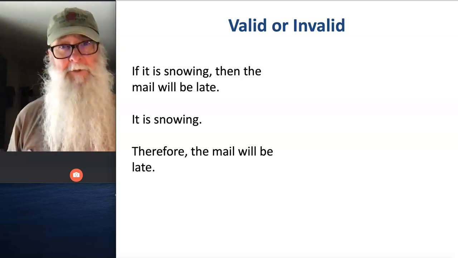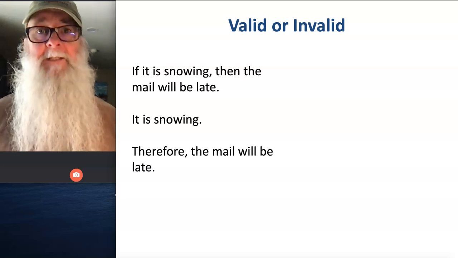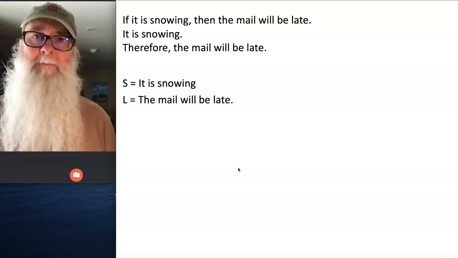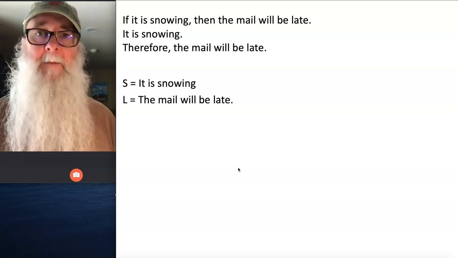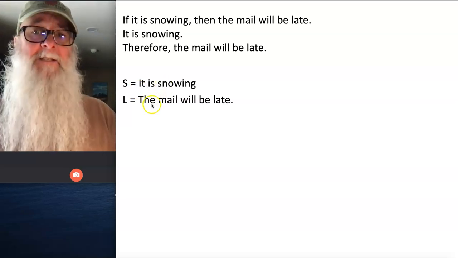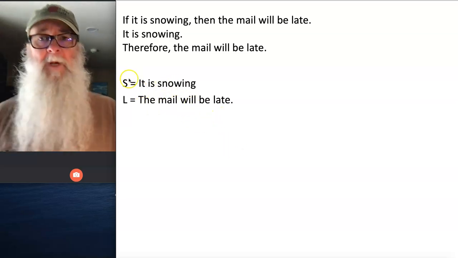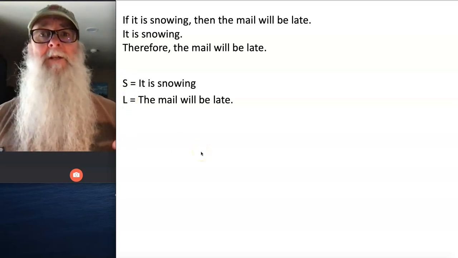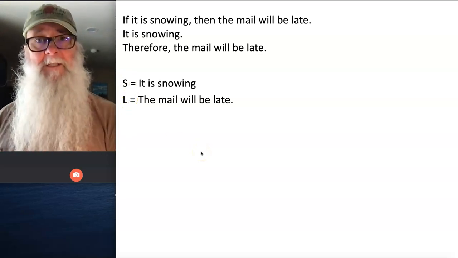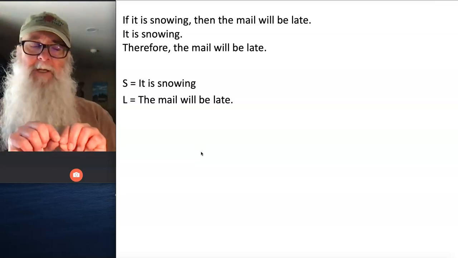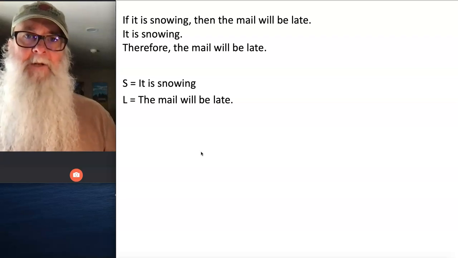We can construct a truth table really quickly that will definitively answer that question for us. And the way we're going to do that is this. We're going to begin by identifying the simple statements that make up our argument. In this argument, we have the statement, it is snowing, and the statement, the mail will be late. And we're going to assign each of those simple statements a letter and then use operators to represent the different statements in this argument.